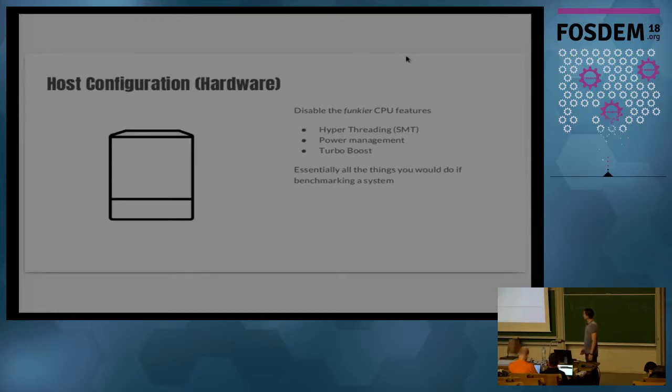From the host configuration, the hardware level, when you're benchmarking a system, these same kind of things come up. You want to disable fancy features, so power management, things like turbo boost. You don't want any magic going on in your hardware. You don't want it throttling the CPU because it decided that, oh, we're going to save you a little bit of power. You want it running 100% of the time. So basically disable hyper-threading, power management, turbo boost, that kind of thing.